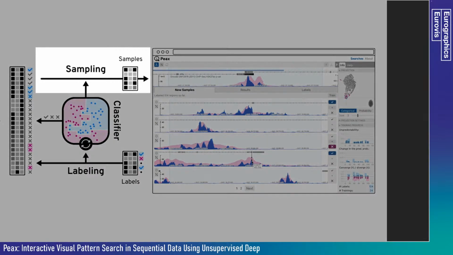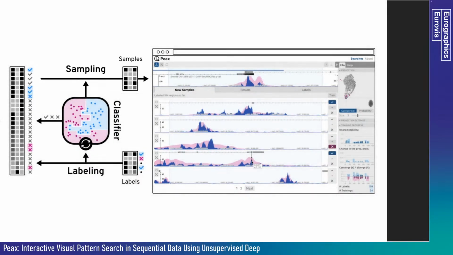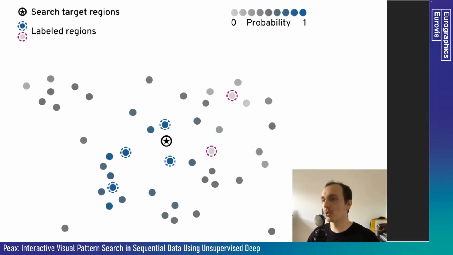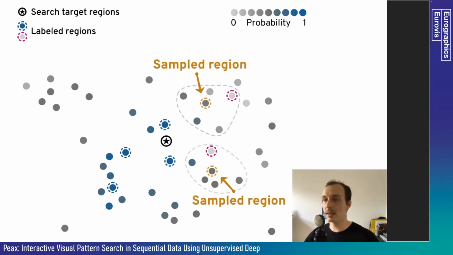Since many datasets are large, we additionally need a sampling strategy that focuses the interactive labeling process on a subset of regions that are useful for training this classifier. In this regard, we developed a sampling approach to select regions which the classifier sees as uncertain, which are located in dense neighborhoods, and are relatively close to the search target.